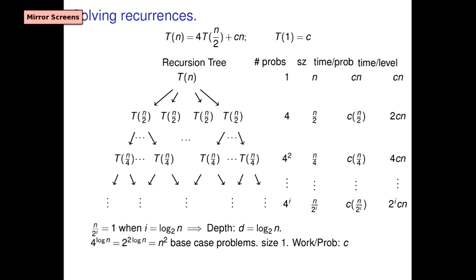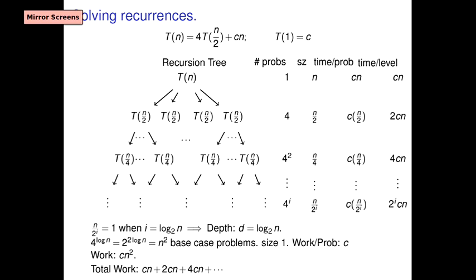So now the work for each one of these base cases is a constant, because you're just multiplying 2 1-bit numbers together. So the total work at the leaves is c times n squared. Now, how about all the work in the middle? Let's think about that for a minute. At the top, the work is just c times n. That's what we said here. The work at the next level is 2 times cn. The next one is 4 times cn, and so on.